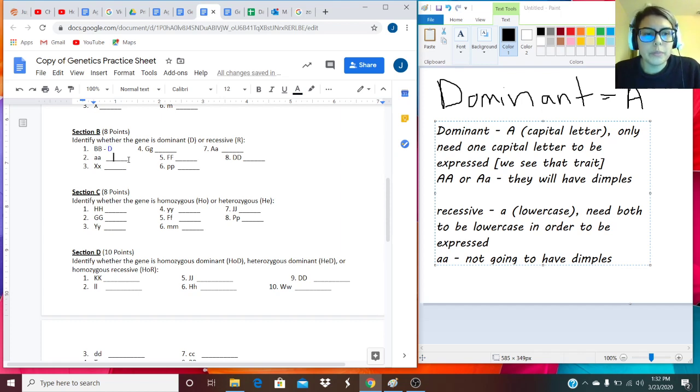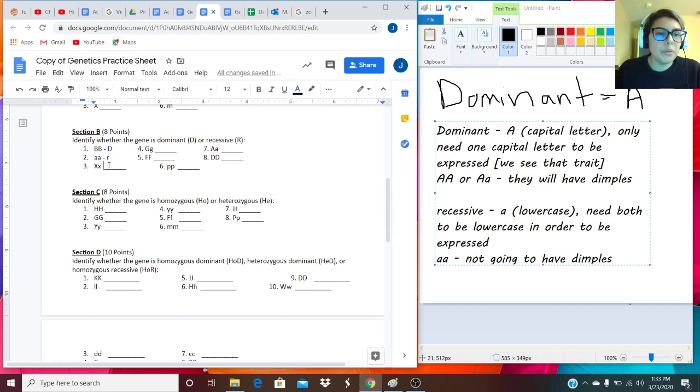Okay, number 2. So here we have little a and little a. Is it going to be dominant or recessive? Well, if we go back to our notes, let's check out what dominant is. Only need one capital letter to be expressed. Well, I don't see any capital letters here for little a, little a. So let's look at recessive. Recessive, meaning lowercase, need both to be lowercase in order to be expressed. So we have little a, they're both present, they're both lowercase. So that is going to be recessive. Again, we want to use a different color.